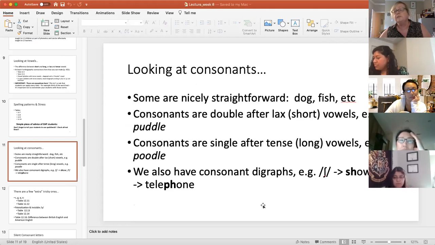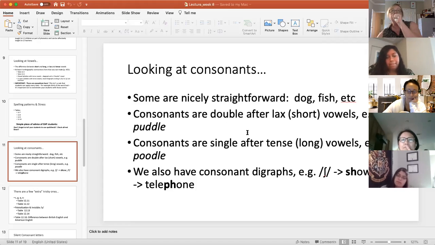If we look at consonants, we've got some nice straightforward ones like D and G. Again, make sure that you talk about how you say these letters: D with an E vowel versus dog, with an O vowel. G is the same. And then F is different, right? So some words are nicely straightforward. Some rules are pretty easy and pretty clear.